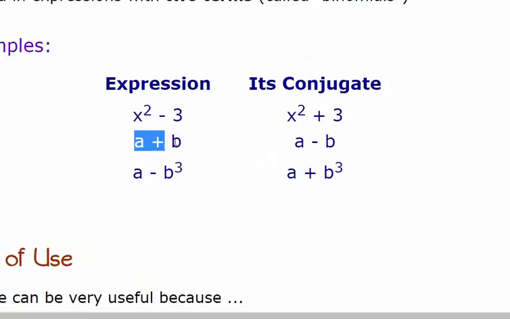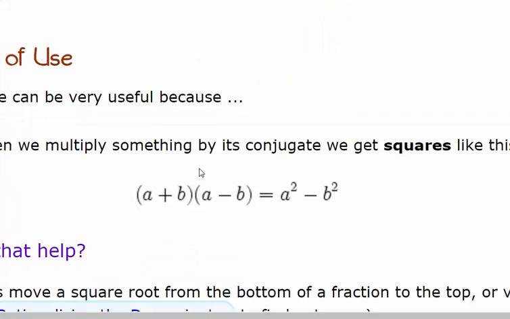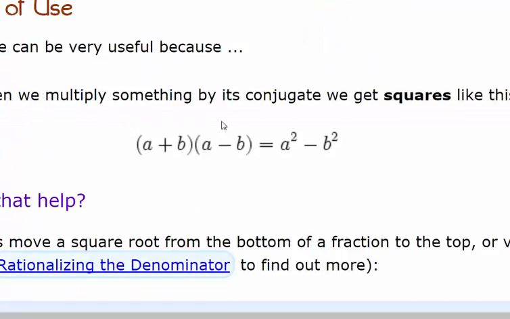And then here's the one that sort of comes up all the time. a plus b times a minus b are conjugates, or a plus b and a minus b are conjugates of each other. And the reason conjugates come up is because it is a difference of squares.